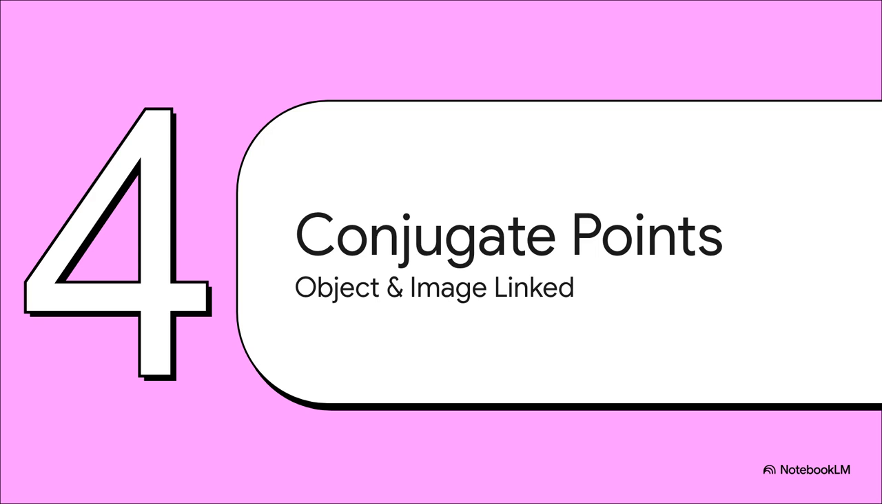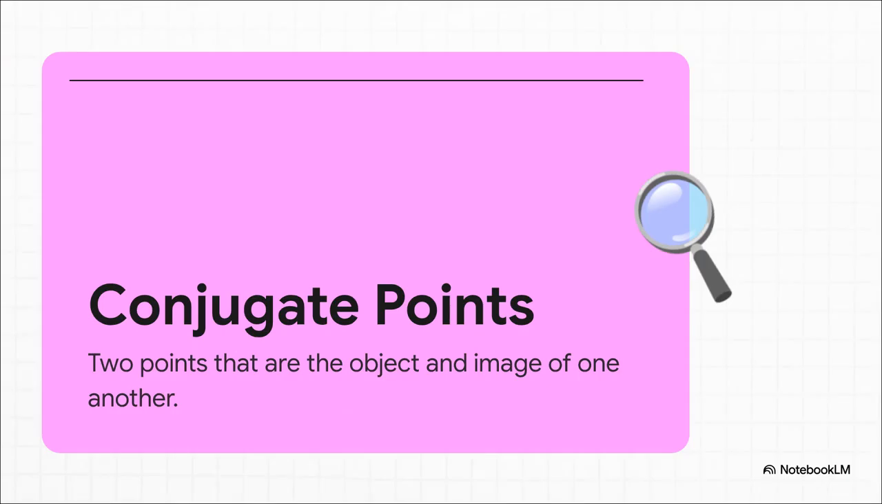Section 4, conjugate points explained. Let's introduce a really crucial optics buzzword here. Conjugate points. By definition, these are 2 points that are the object and image of one another. You have to know this because it is the absolute bedrock foundation for understanding reversible optical systems. Think of it like this. Point A and point B are forever linked by the lens sitting between them.